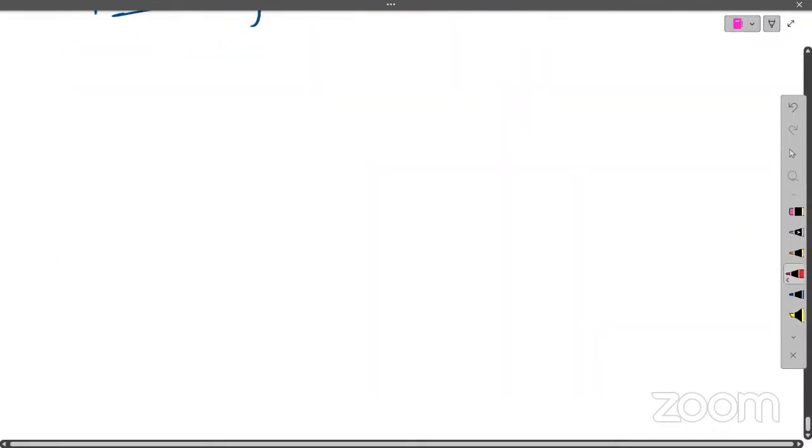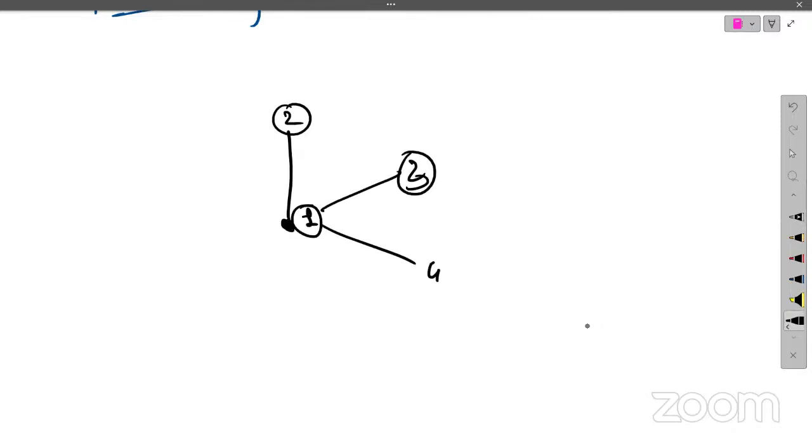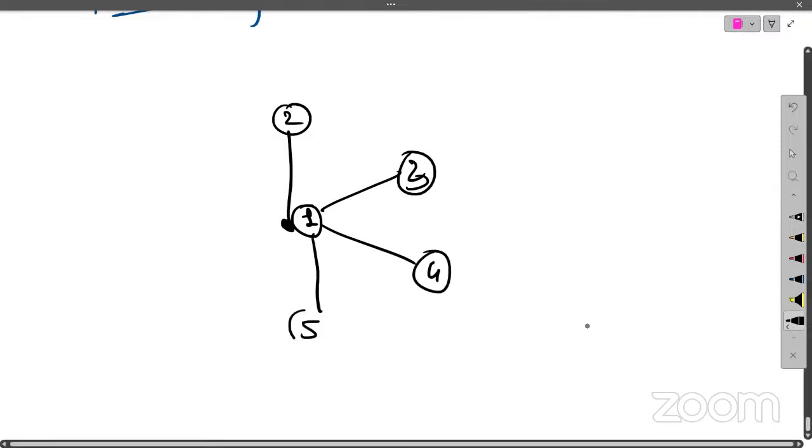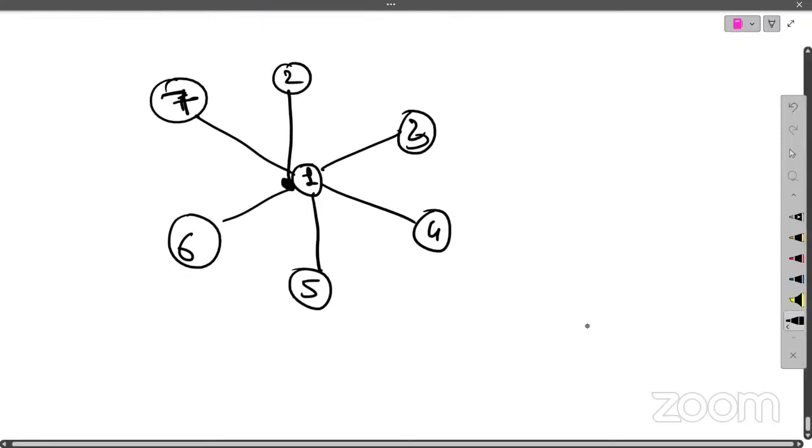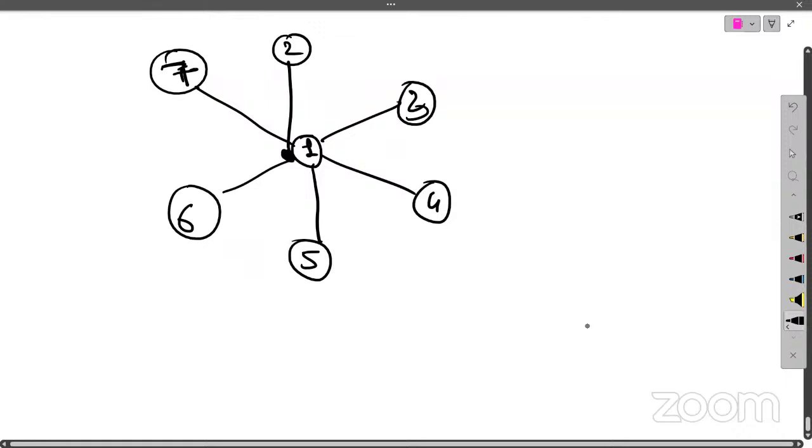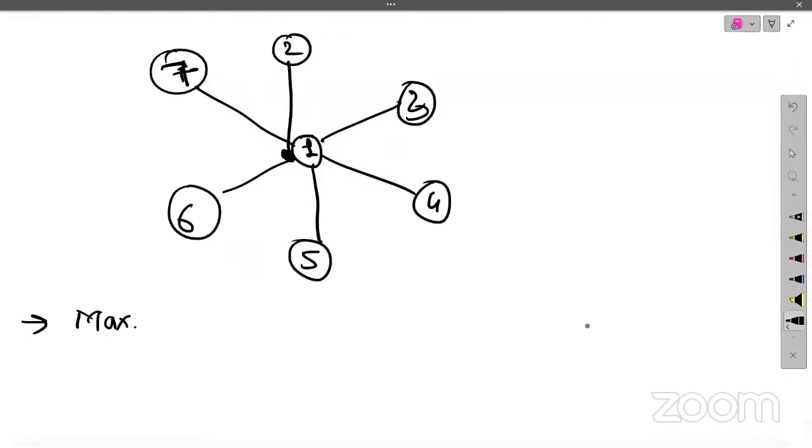So again, our favorite one, just draw a center here. Then 2, 3, 4, 5, 6, 7. So these are the 7 vertices. Now I'll ask you to find out what is the maximal independent set.